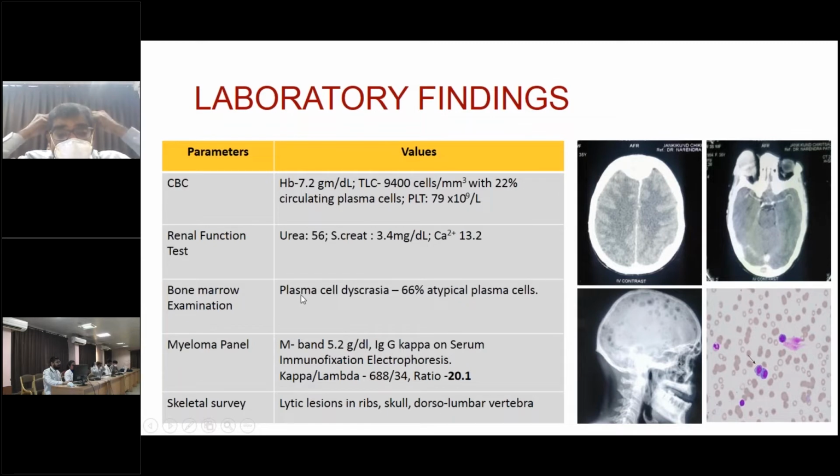This led to a bone marrow examination because there was a strong suspicion of an underlying plasma cell disorder given the circulating plasma cells, and the bone marrow revealed 66% atypical plasma cells, and immunofixation electrophoresis revealed an IgG kappa light chain and a monoclonal band of 5.2 gram per deciliter. Typical punched out lesions, as is the norm in multiple myeloma, on a skeletal survey were noted. There were also lytic lesions found when we did other skeletal surveys, including imaging for the dorsolumbar vertebrae and the ribs.